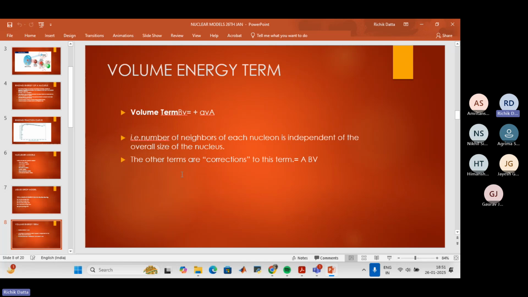The other terms are corrections of this term. This is the correction term of the volume energy term, which is used to determine the volume of the nucleus. So we can assume this is the correction of the volume of the nucleus.